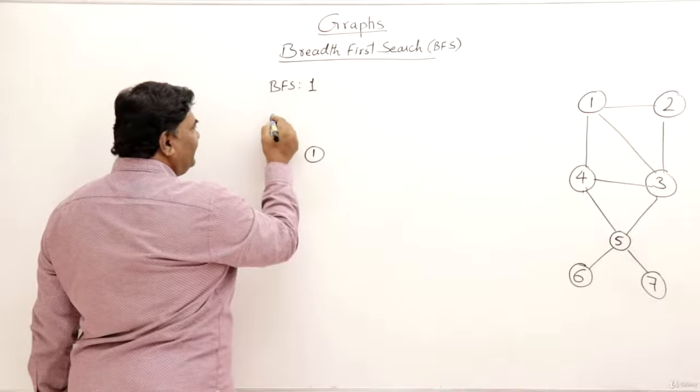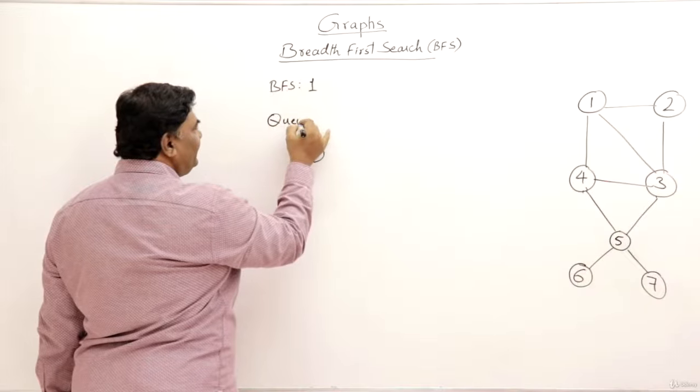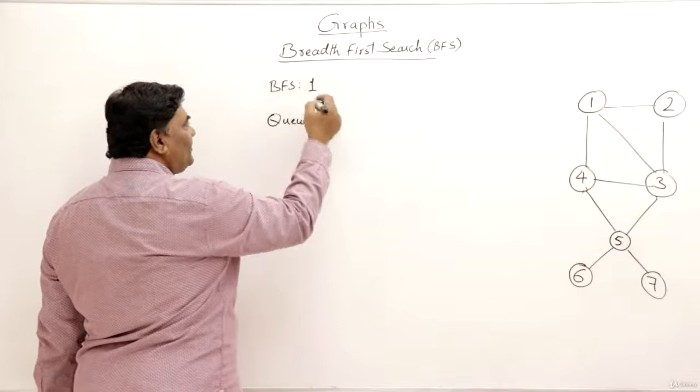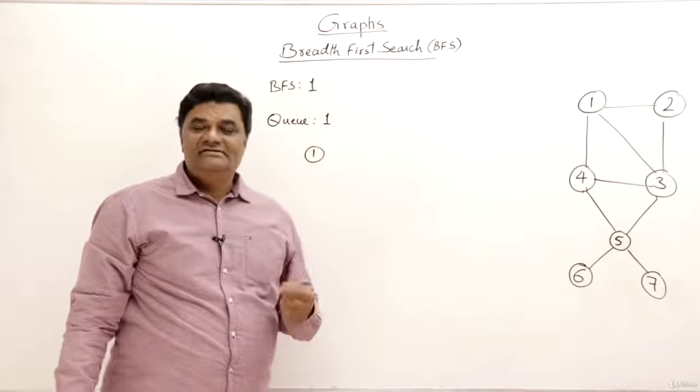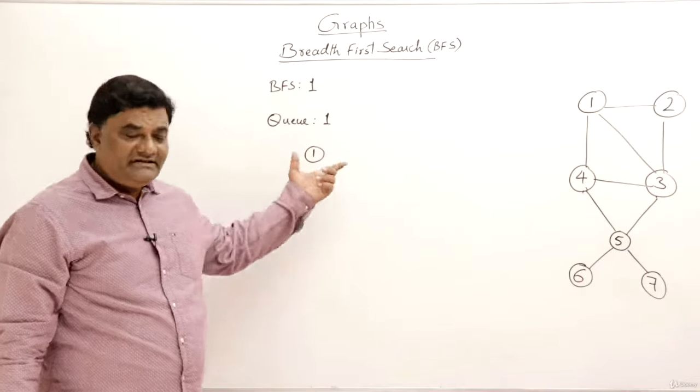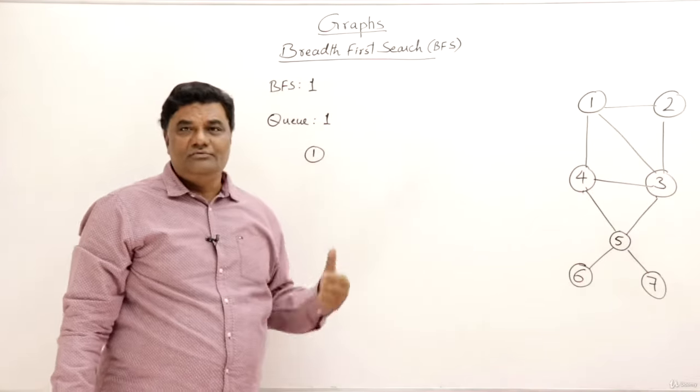Then I need one more thing. I need a queue data structure. So I will take a queue, and I will drop that 1 in the queue. This is the initial point: select the starting vertex, visit it, and also drop it in the queue.